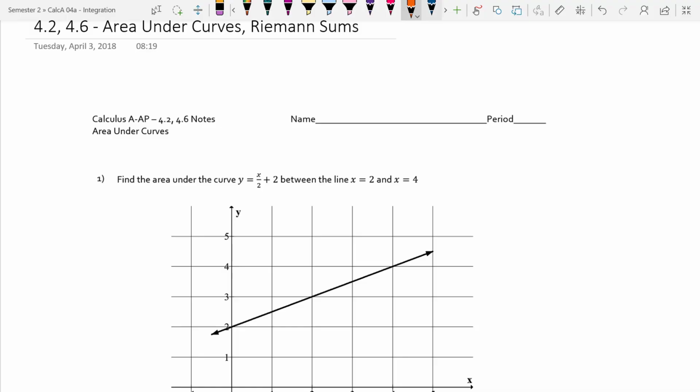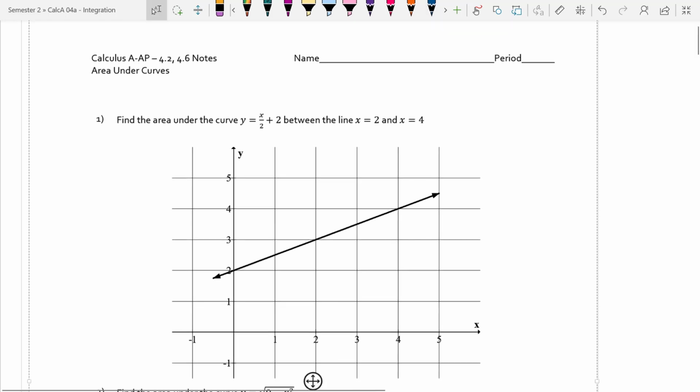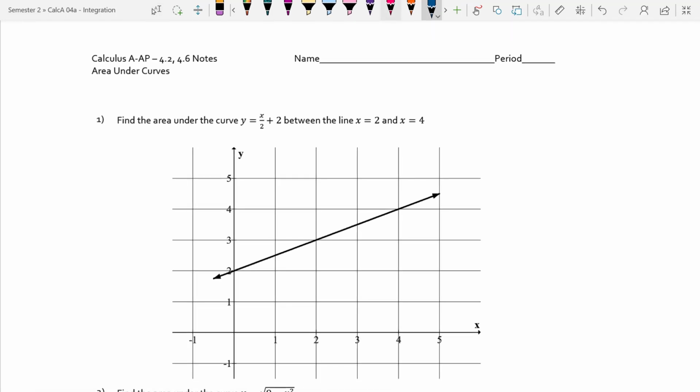What we're going to be doing now is describing a process that is important and integral to calculus. See what I did there? We're finding the area under curves, and to start we can use some geometric means to do this.